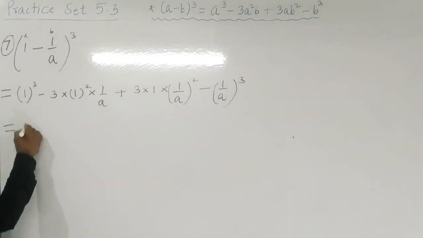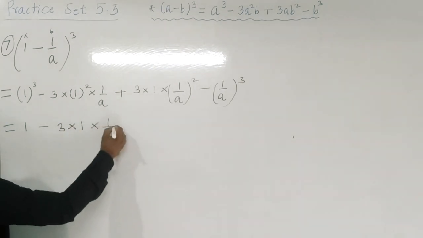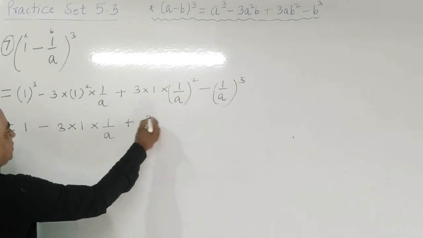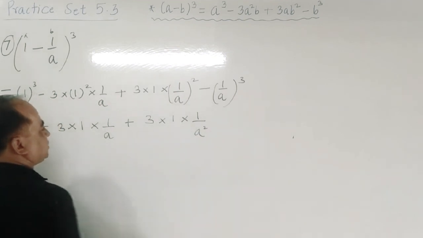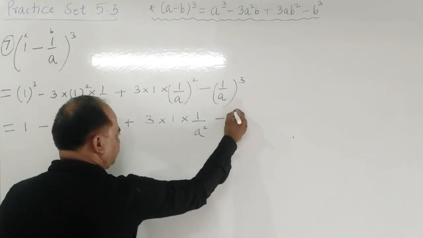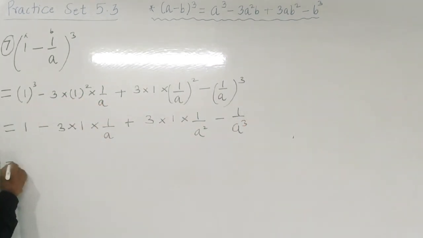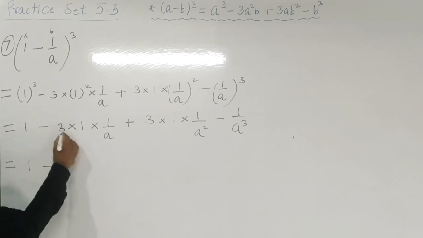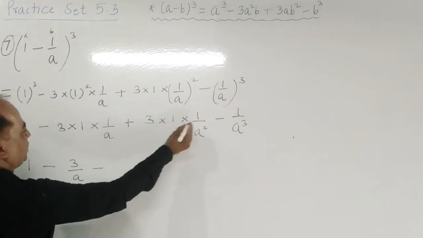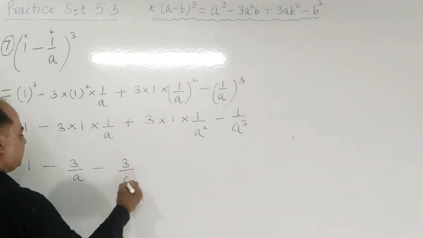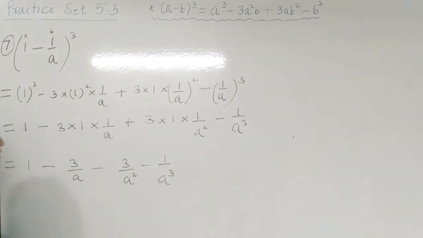So which is equal to 1 cube is 1, minus 3 into 1 square, 1 into 1 upon a, plus 3 into 1 into 1 upon a square, which is 1 upon a square, minus 1 upon a cube. Which is equal to 1 minus 3 into 1 is 3 upon a, plus 3 into 1 upon a square, minus 1 upon a cube.